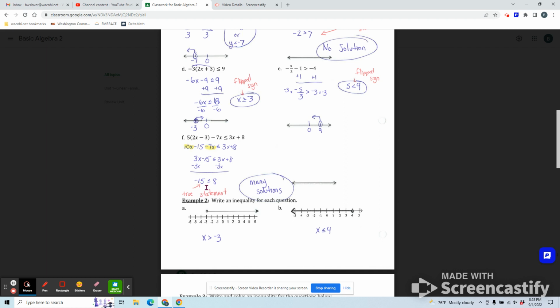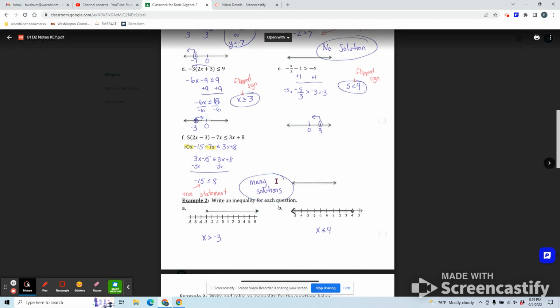So I got to think about that. Is that a true statement? Is owing someone $15, is that worse than having $8? Yeah, right, because it says 8 is greater than that. So this is a true statement. Because it's a true statement, we're going to have infinitely many solutions. Which means any number that you pick, any value to substitute in, is going to make it a true statement.